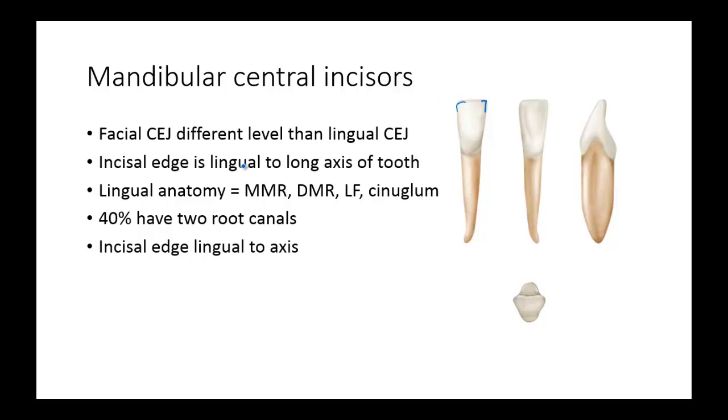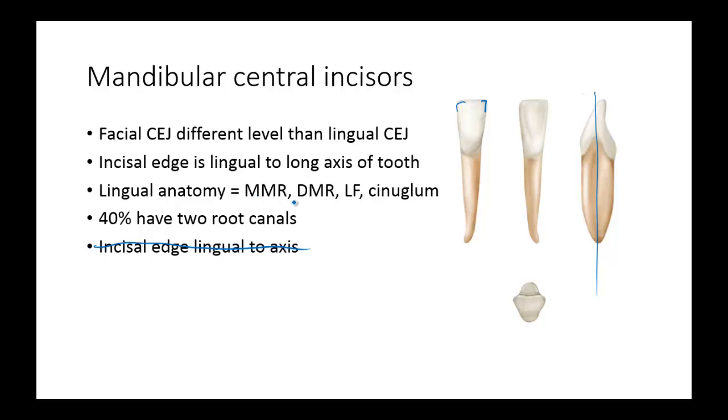So the incisal edge is lingual to the long axis of the tooth. What that means is the long axis is right here. The long axis is right over here. So if you just draw a line, really bad line, the incisal edge is lingual to the long axis of the tooth. For the maxillary centrals, they're pretty much centered.